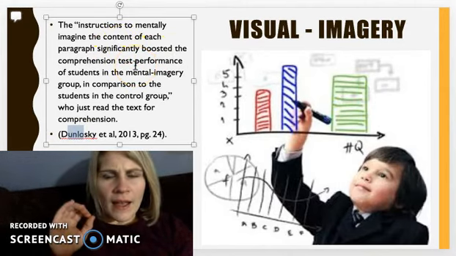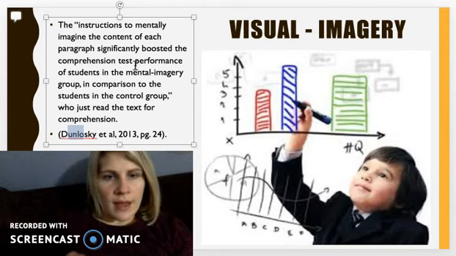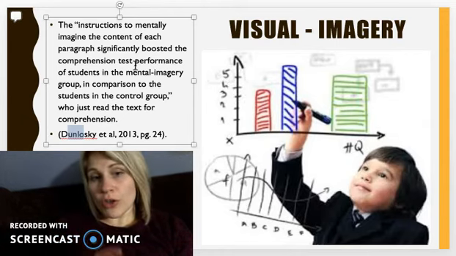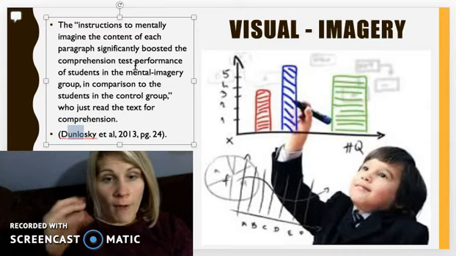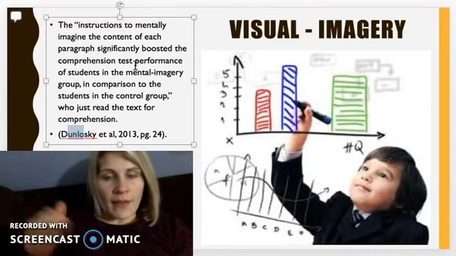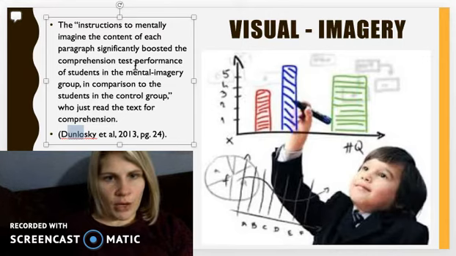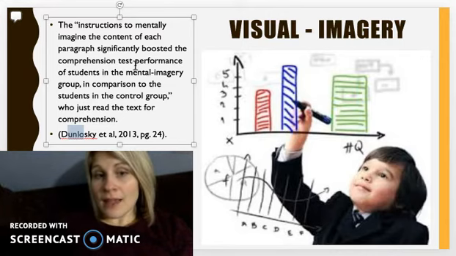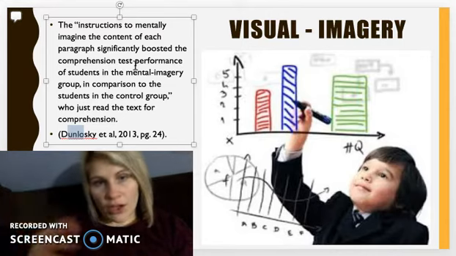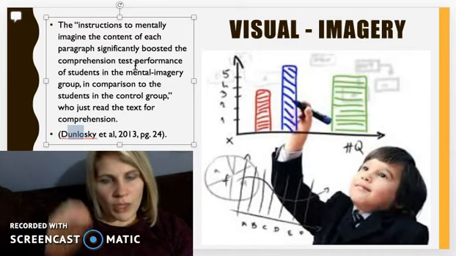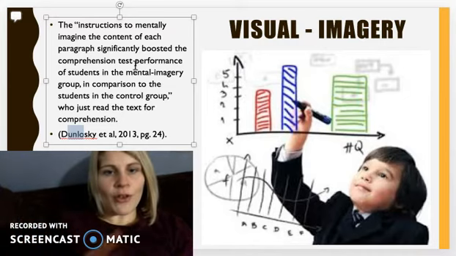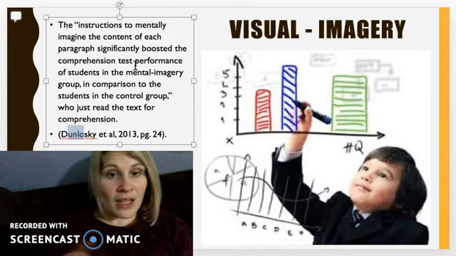They had science students reading a paragraph, and they told one group that at the end of each paragraph they should come up with a mental image of what they read, and the control group just was reading for comprehension. And then at the end they took a comprehension quiz that had multiple choice that was both just recall and also inferencing, and the group that had the mental image did a lot better.